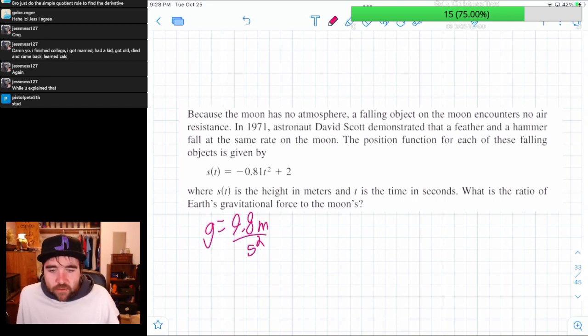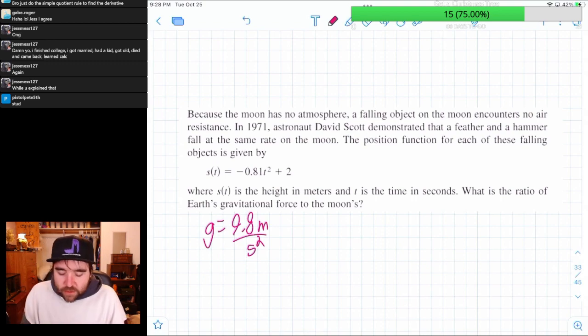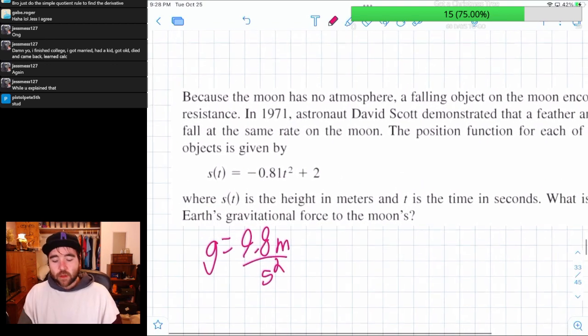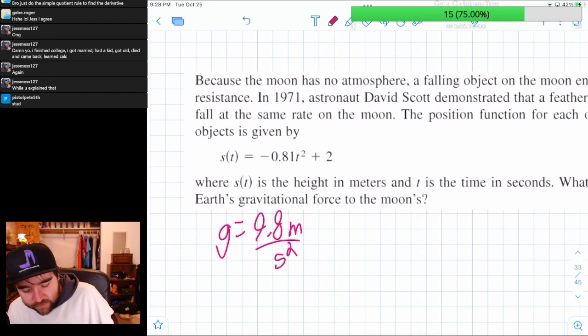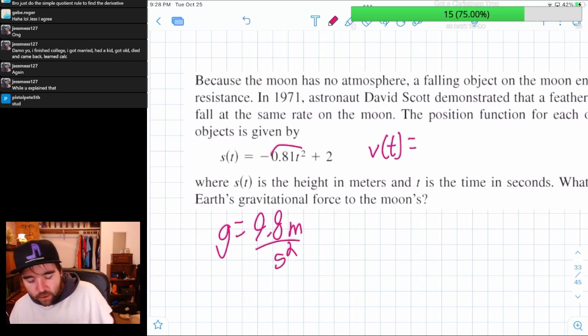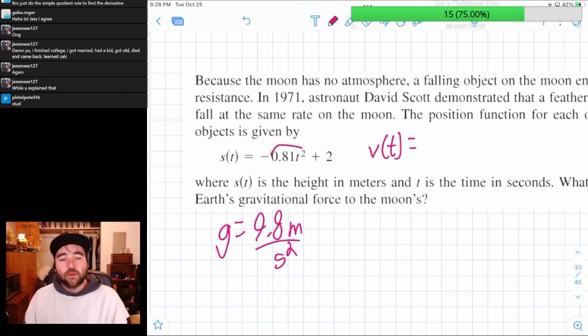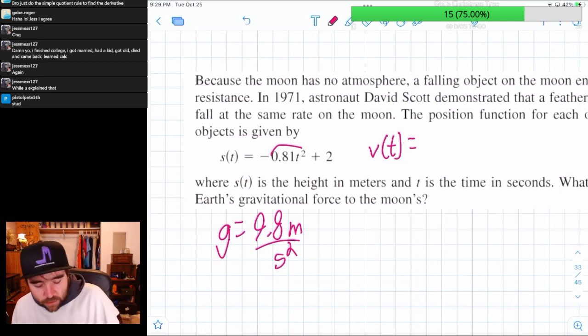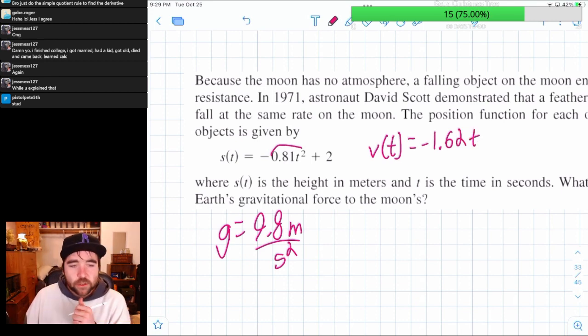So let's look at s(t) for the moon, and let's say what's the acceleration due to gravity on the moon. And we can find that by just taking the derivative. Because if this is the position function, we can take the derivative to get the velocity. So we just use the power rule, bring the 2 to the front. 2 times 0.81 is like 2 times 81, so it's like 162, but more like 1.62t. And then the derivative of 2 is just 0.